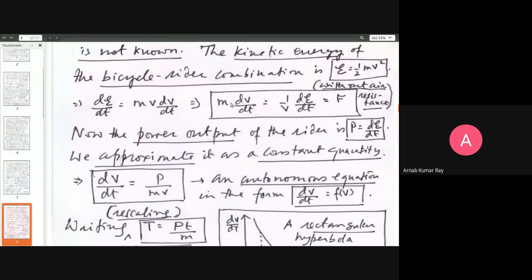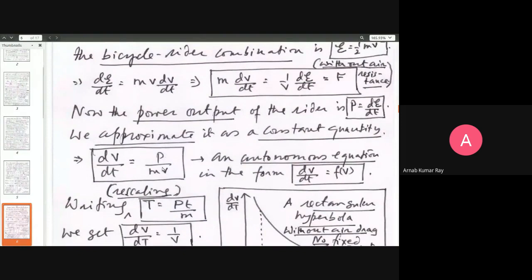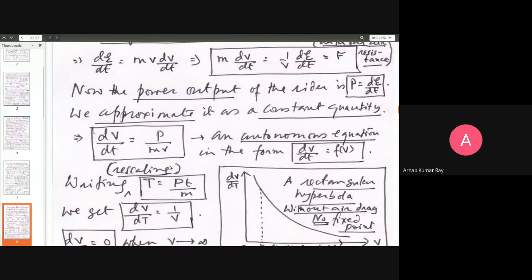So what we get is m dv/dt is equal to F, that is, 1 by v times dE/dt, which is P. P is to be treated as a constant. Then we take the m to the other side, and from this equation we get dv/dt is equal to P by (v m). P is being treated as a constant, and m, of course, is a constant: the mass of the bicycle rider plus the bicycle. So the only thing varying on the right-hand side is the velocity of the moving bicycle and rider together.